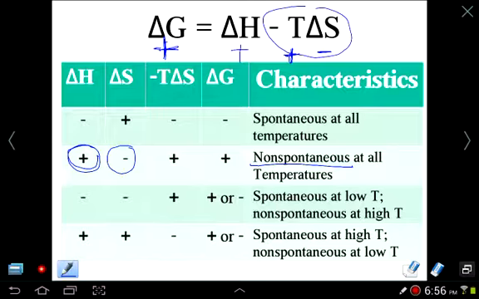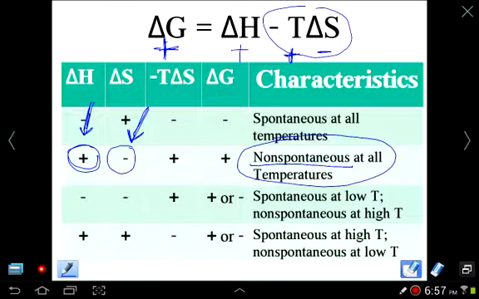And this makes sense because nature wants delta H to be negative. It does not like to add heat to the system, and it does not like to decrease disorder. So both of these factors are going against nature, and nature will never make this happen. So it's non-spontaneous at all temperatures.